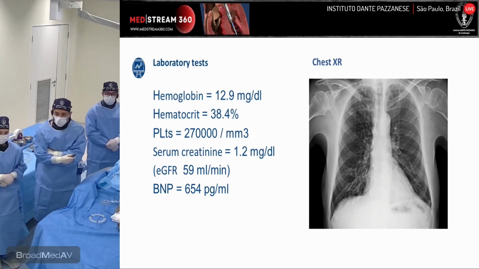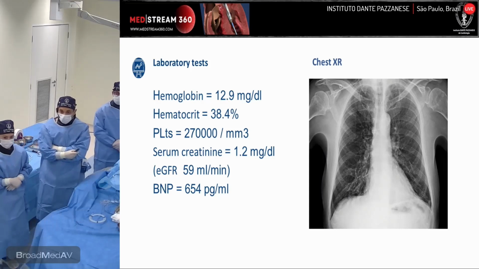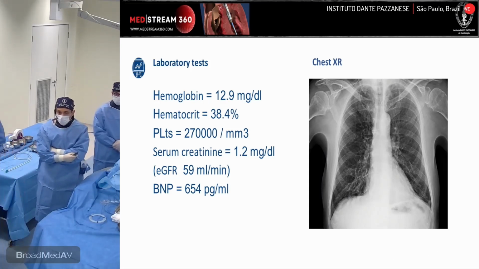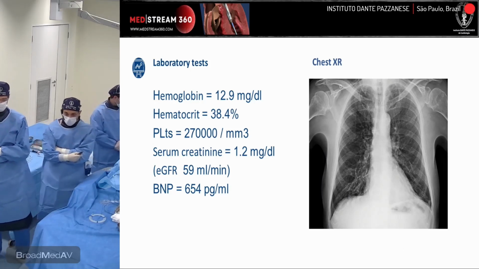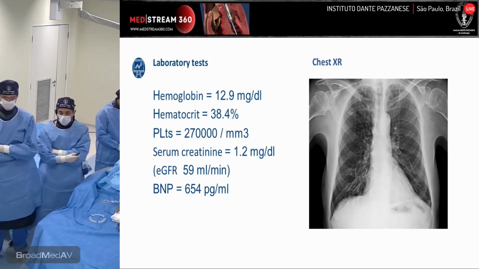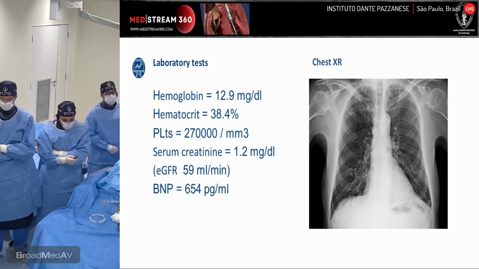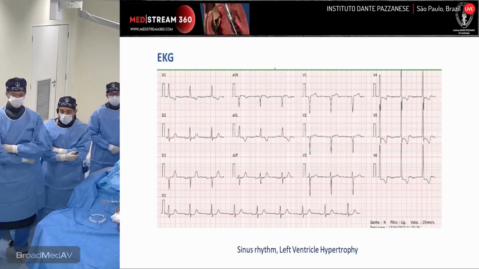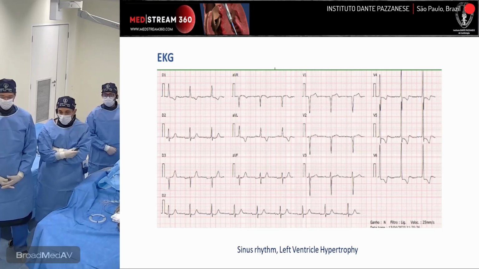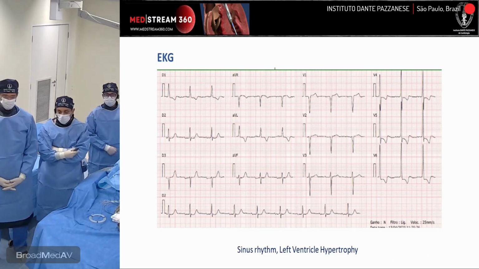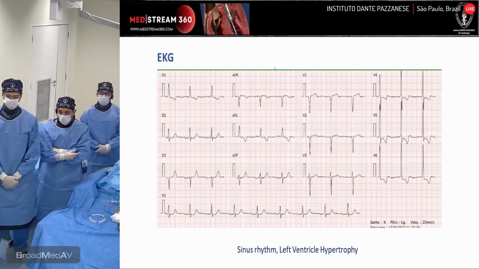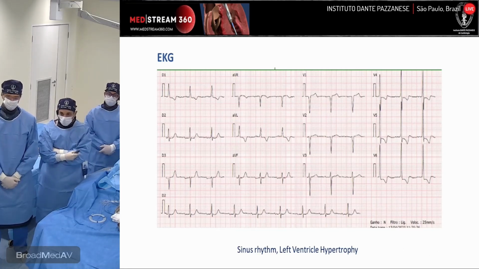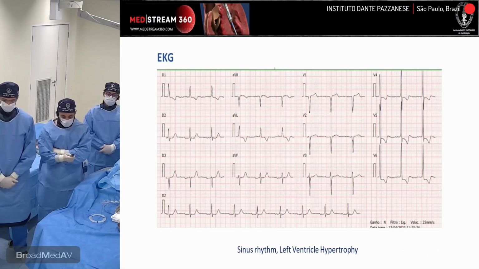Lab tests are pretty unremarkable, except for the renal function is mildly reduced, 59, the GFR. His ECG, you can see here, he is on sinus rhythm with signs of pressure overload and a poor R-wave progression on the precordial leads.